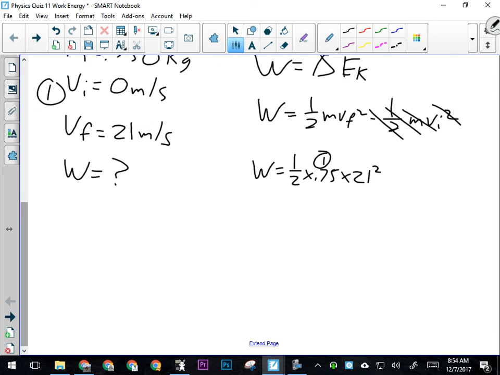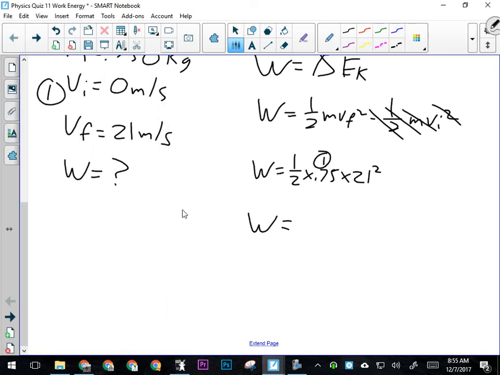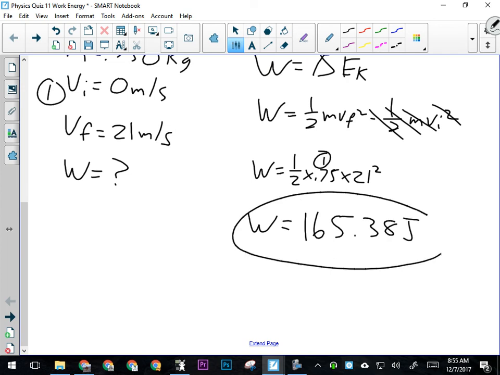And our answer should come out to 165.38 joules. Fourth mark. All right. What did they round it to? Oh, that's fine. Yeah. So give them a mark out of 8. Let them see it. Pass it to the front of your row.